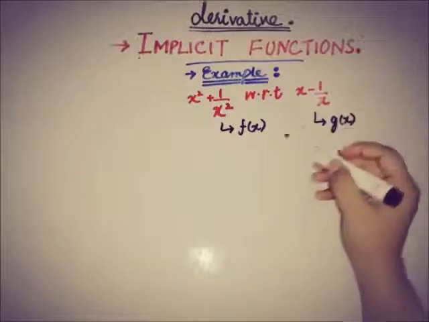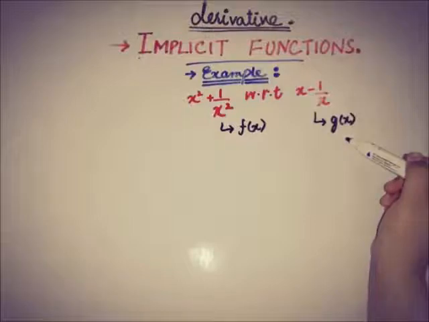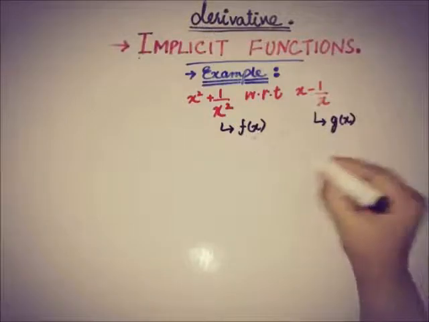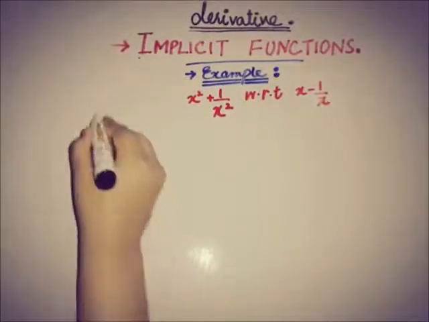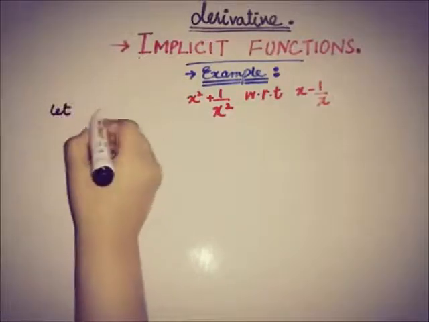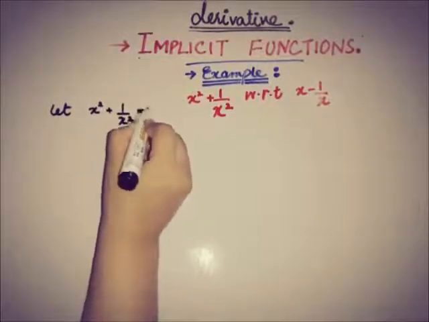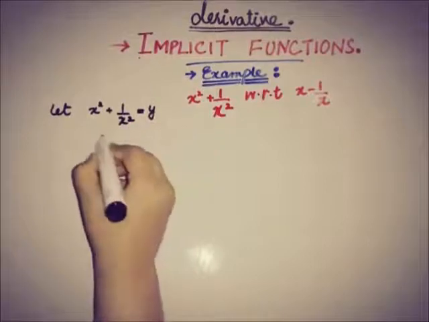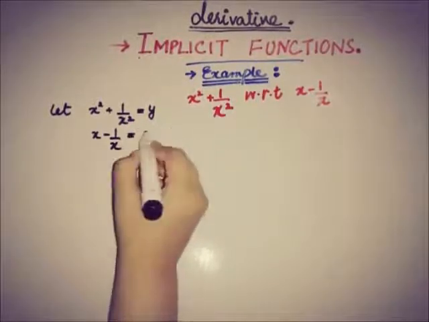So we're interested in finding the derivative of y with respect to t. Now we'll see how to do such type of differentiation. In order to make it simpler, let x square plus 1 by x square be equal to y, and x minus 1 by x be equal to some other variable t.